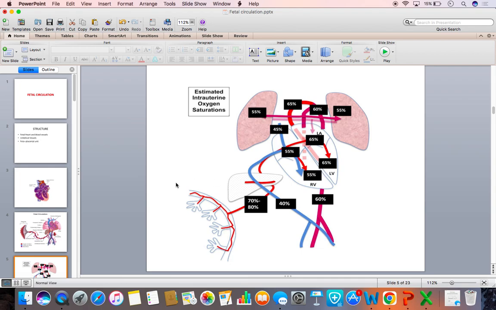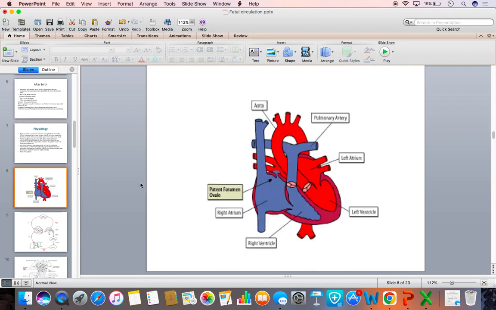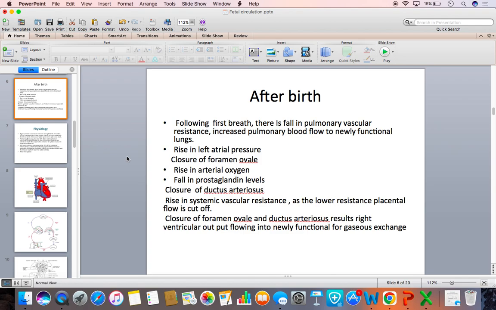Before we conclude, we touch on the changes that occur following birth. Following the first breath and effective birth, pulmonary vascular resistance falls, and the right ventricular output mainly flows into the lungs. And there is increased venous return to the left atrium. Left atrial pressure rises and closes the foramen ovale.